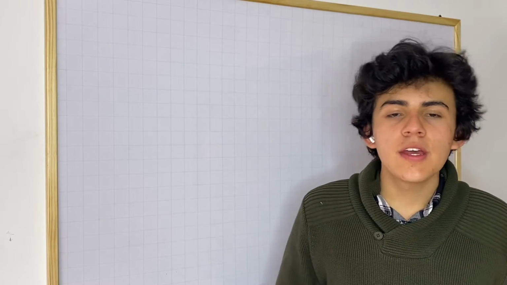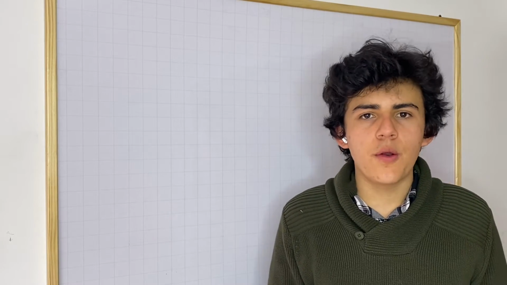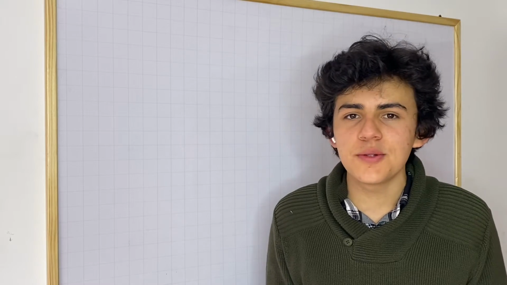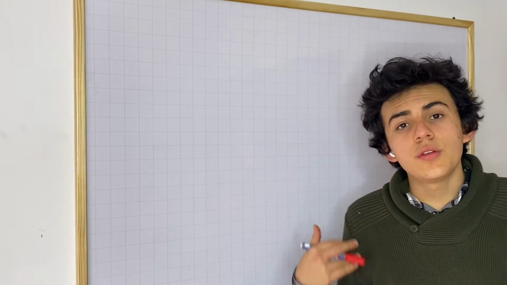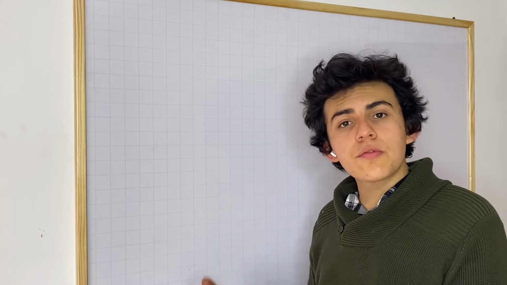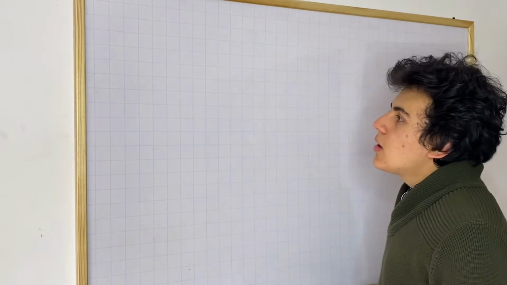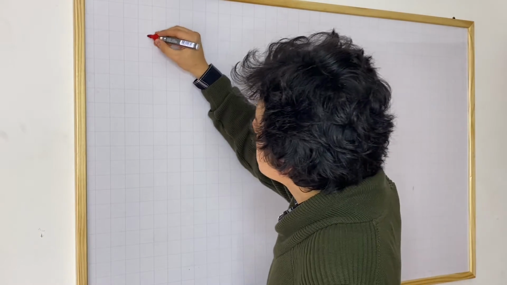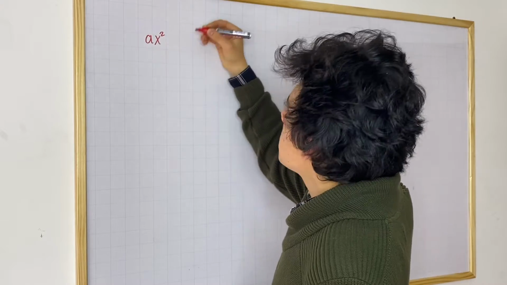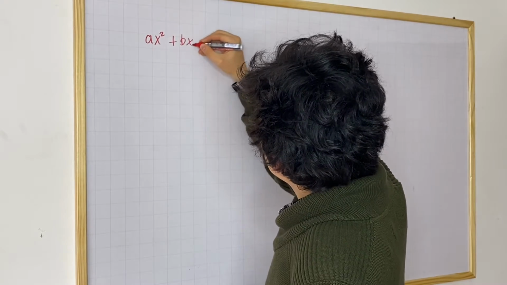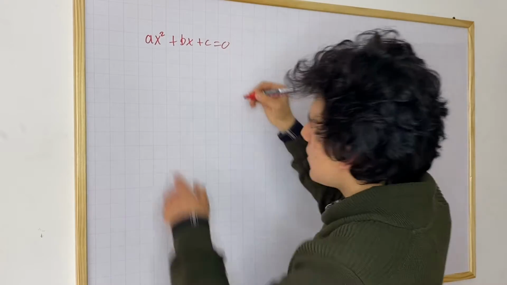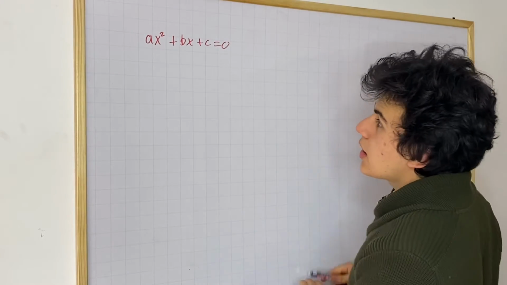We're gonna talk about the complex conjugate root theorem, okay? It's pretty simple and it's pretty cool, so let's dive into it. This theorem is about the complex roots for a polynomial. Let's suppose we have the following form: a times x squared plus bx plus c is equal to 0. This is a quadratic equation in a pretty common form.